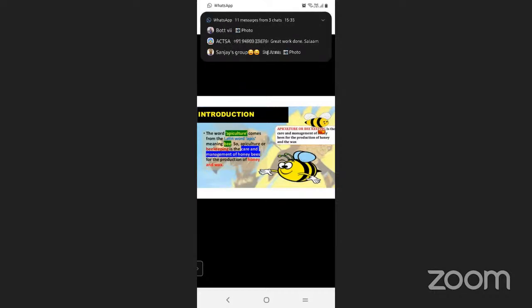In page number 305 in your books, we come across the study of the honeybee. It is a very interesting thing, studying this particular insect. The word apiculture comes from the Latin word apis, meaning bee. So apiculture means beekeeping, the care and management of honeybees for the production of honey and wax.